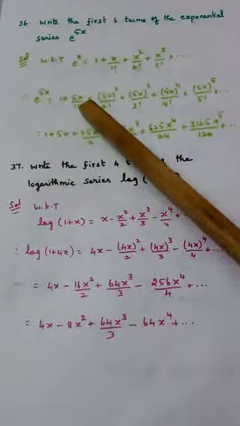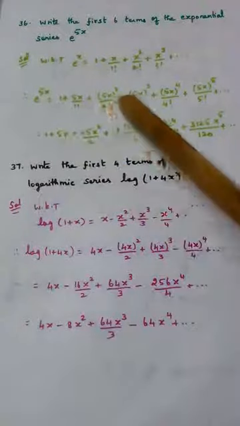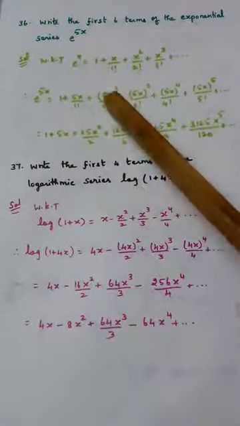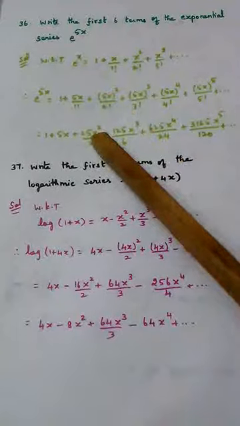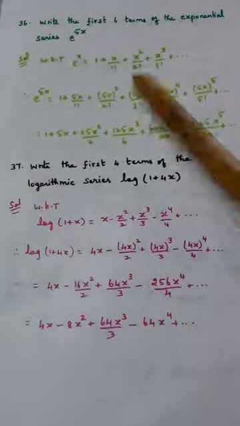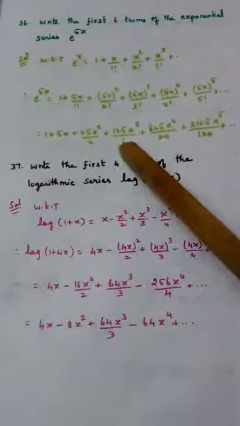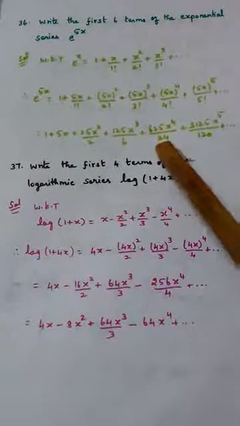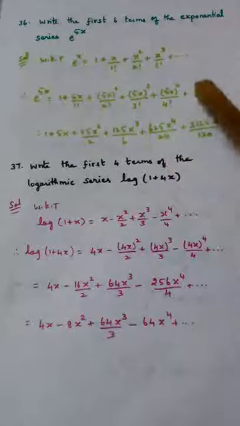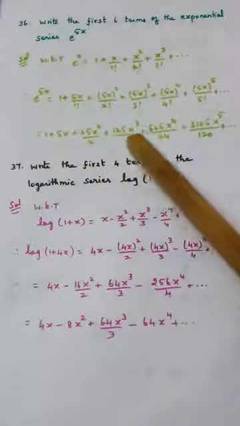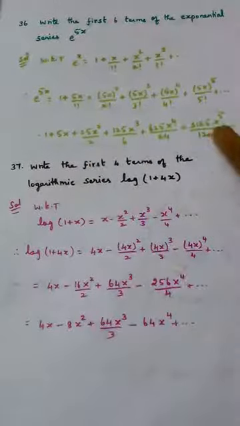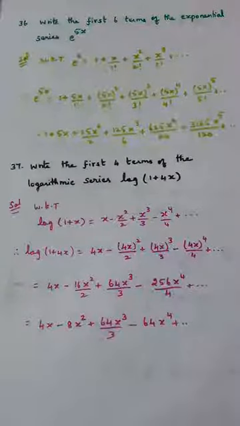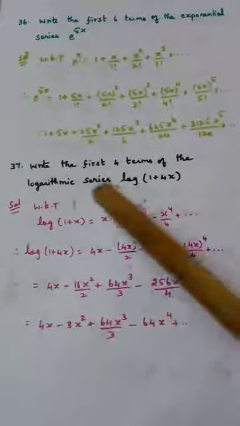1 factorial means 1, so you can write 5x. 2 factorial means 2, if you expand this, 25x square. 5 cube is 125x cube, 3 factorial is 6. This is 625x power 4, 4 factorial value 24. In the same way expand this. Since they have asked 6 terms, you just find 6 terms and put dot dot dot. Going to the next term.